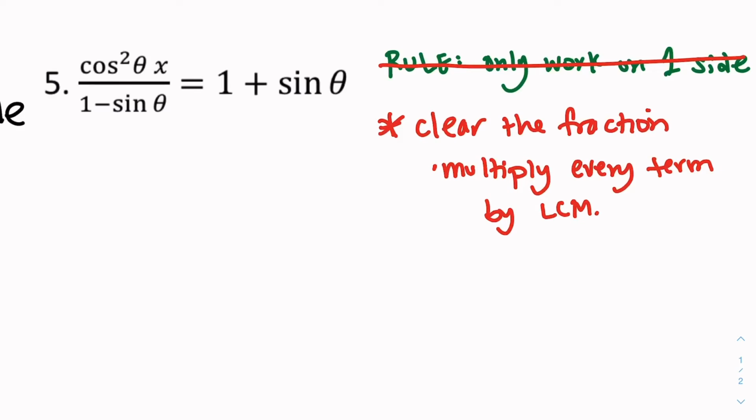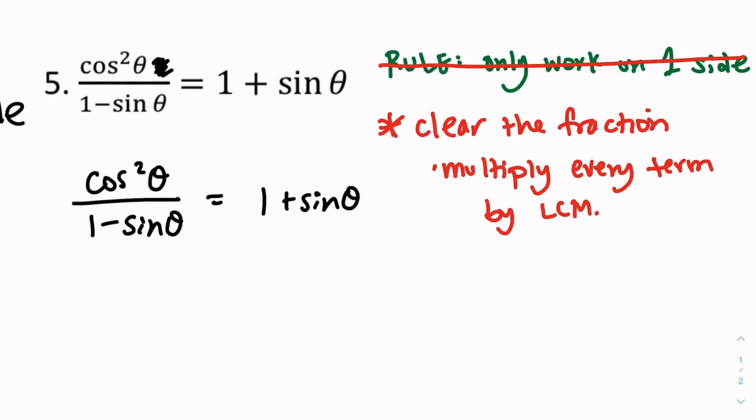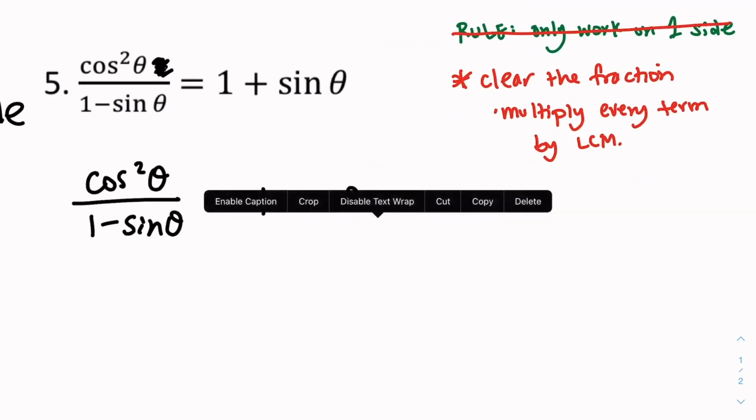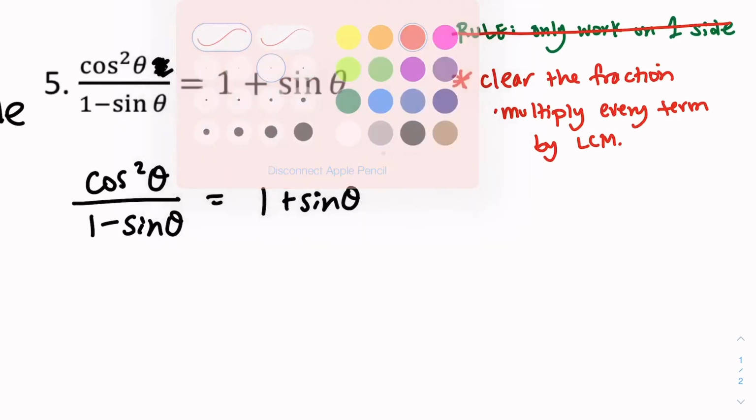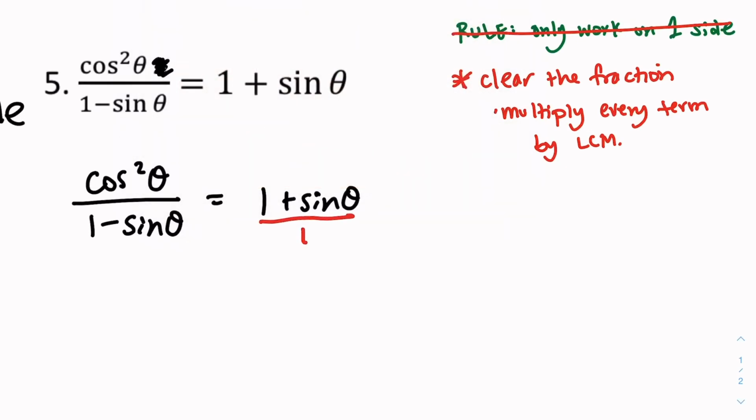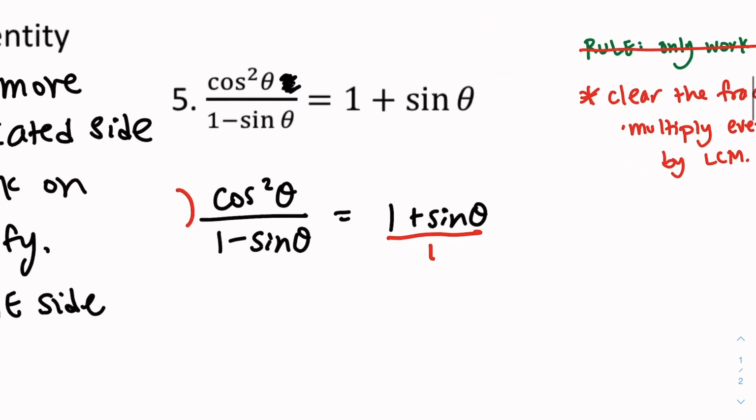So on the left side, let me actually rewrite this so I can get some more room. Okay, that's a typo. It should just say cosine squared theta. There should be no x there. So on the left side, I have cosine squared theta over 1 minus sine theta equals 1 plus sine theta on the right. Like I said, we're going to multiply both sides by the LCM. Putting this over 1, you can see that the least common denominator is just 1 minus sine theta. So let's multiply both sides by that.